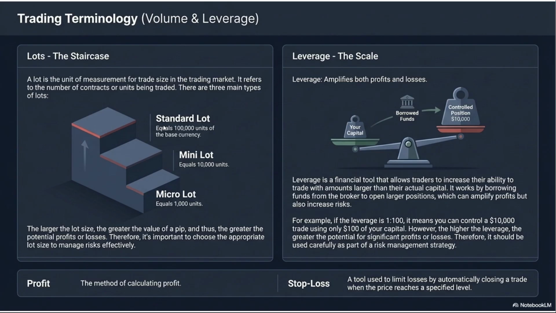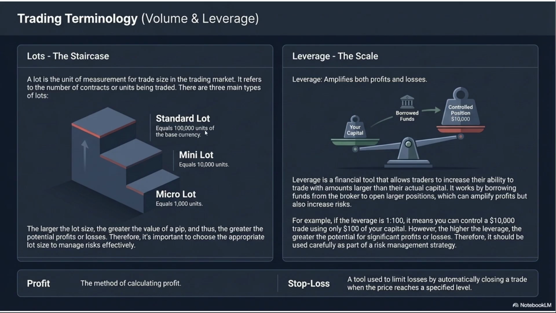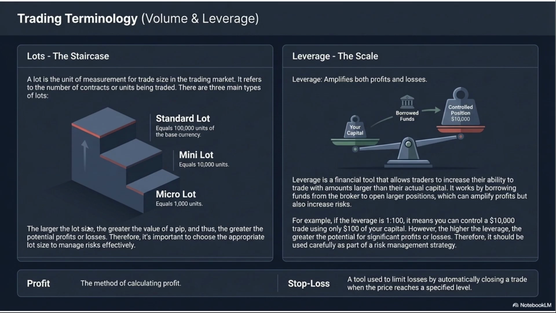Understood? And if I'm buying one standard lot, 1.00, then if the price moves by 1 pip up or down, I will be winning or losing $10. So from here, what we understand is, the larger the lot size, the greater the value of the pip. So if I set a large lot size, 1 lot or 2 lots or 5 lots, my capital should be very big, huge capital.